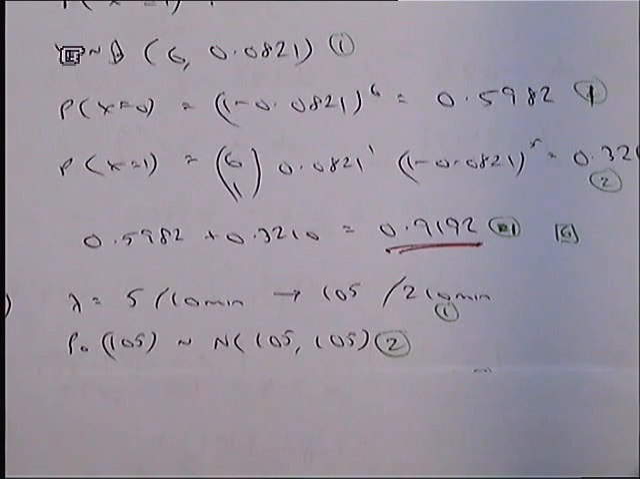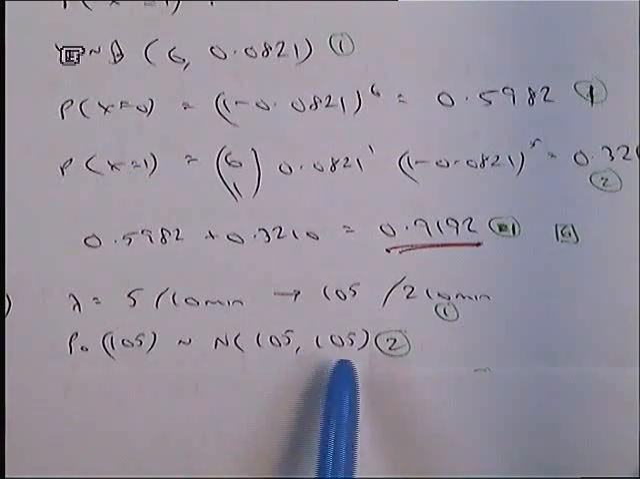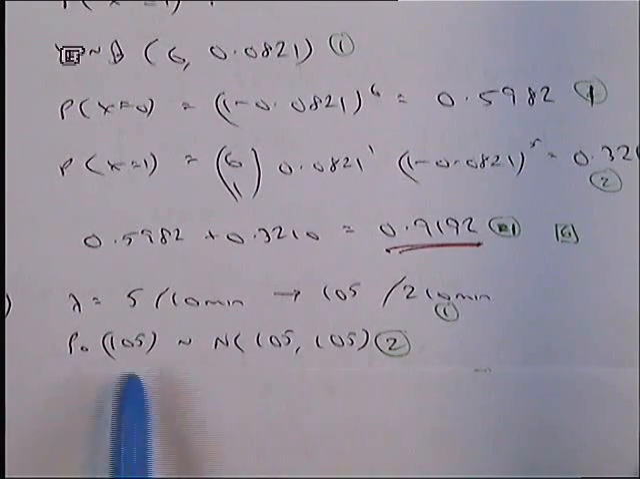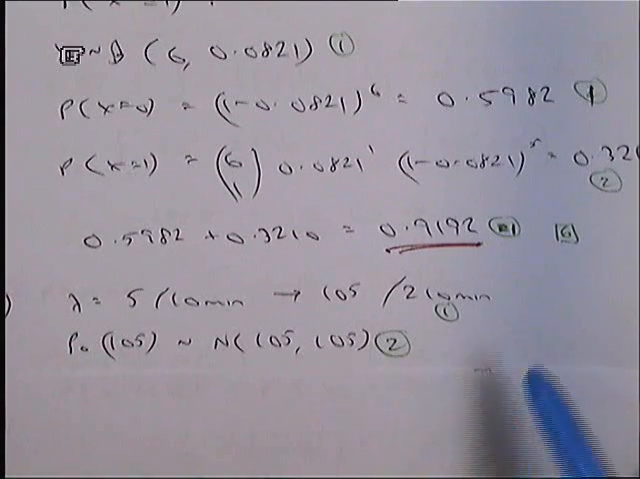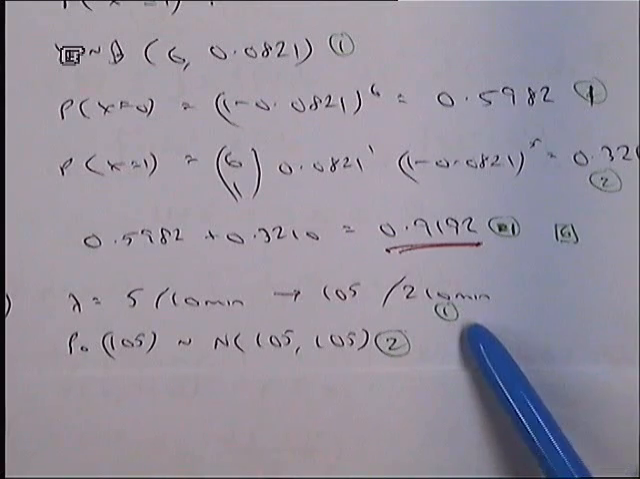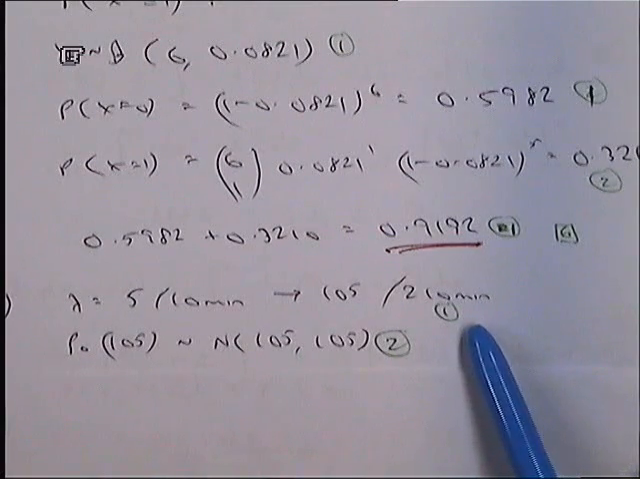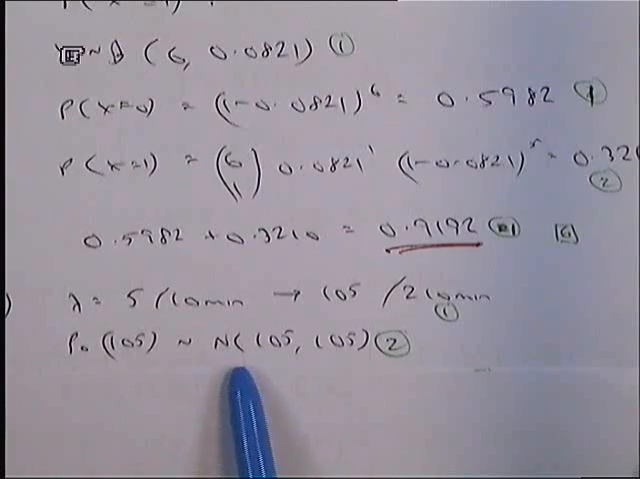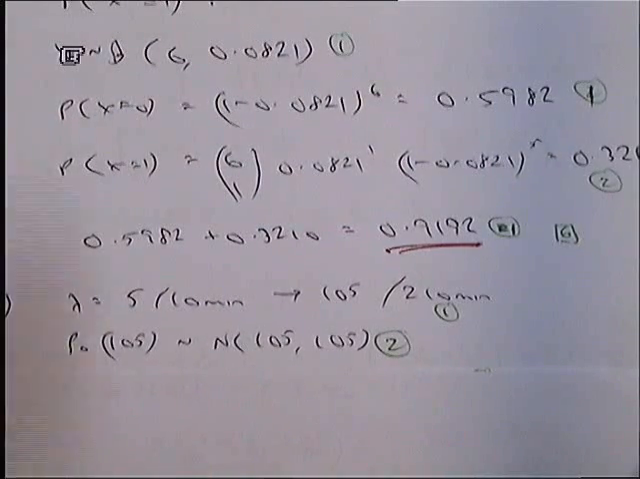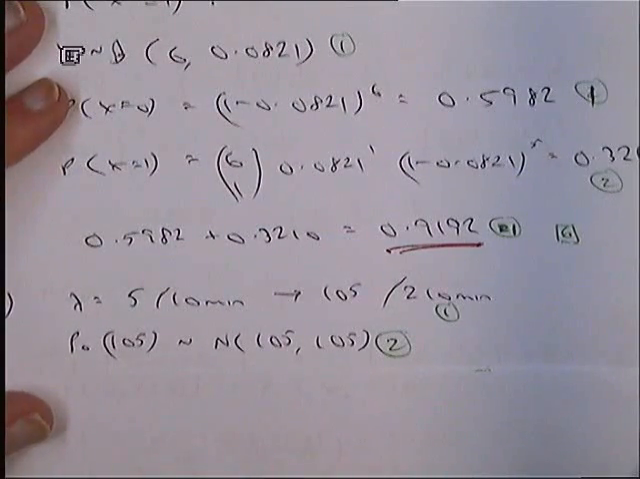We're going to use an approximation. We're going to approximate that by the normal distribution, mu and sigma squared. The mean and the variance are 105. So far there's a mark for working out it's 210 minutes, so you're timesing by 21. There's a mark for stating our new distribution. It's normal 105, 105. So 2 marks for that.